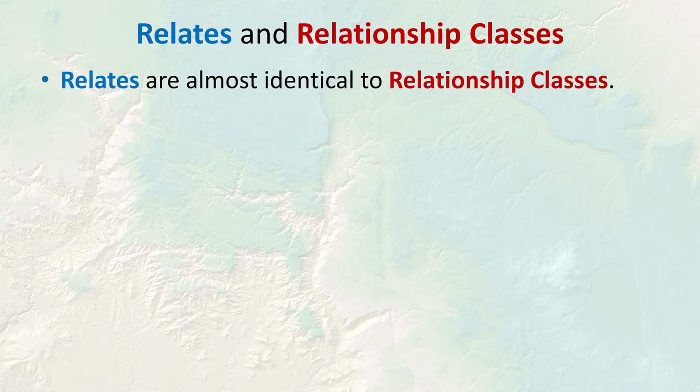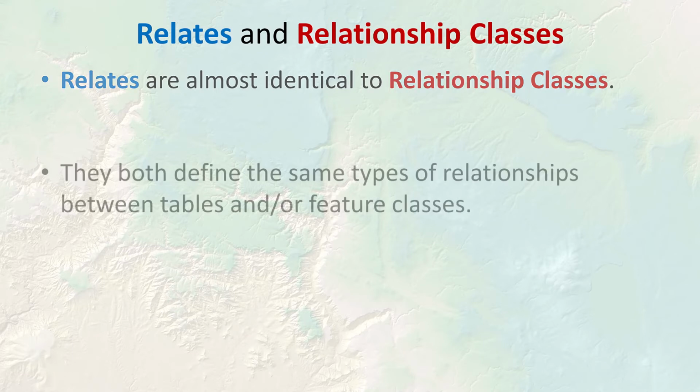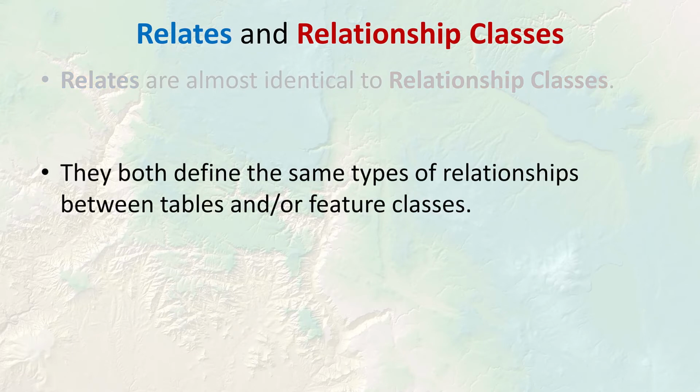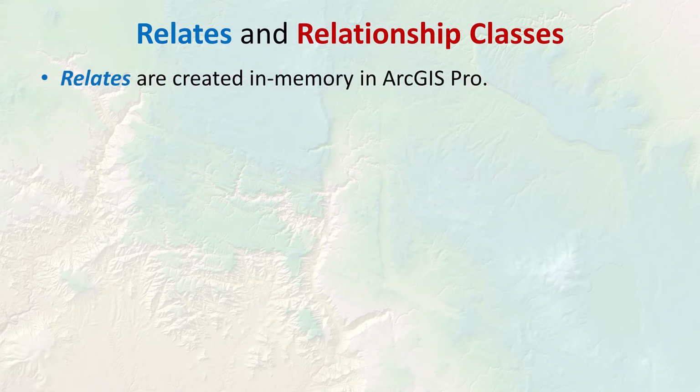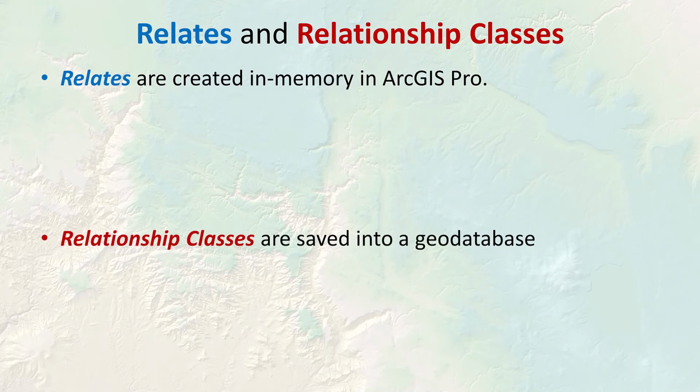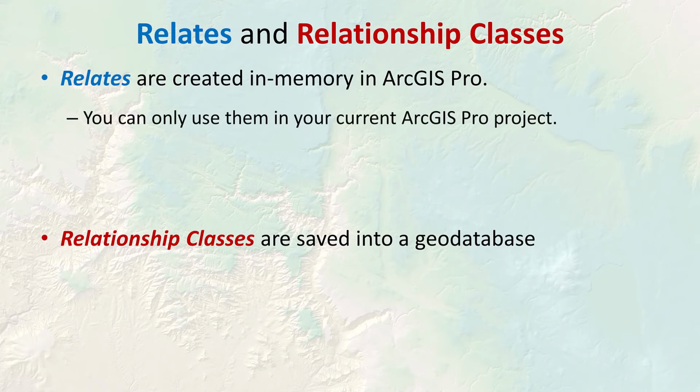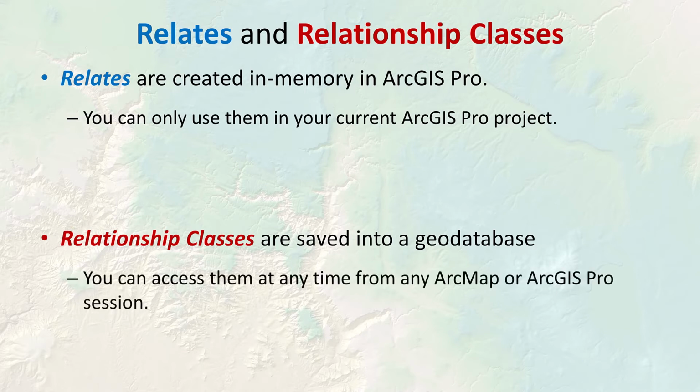Now, the difference between relates and relationship classes: they're almost identical. They both define the exact same types of relationships between tables and feature classes, and you use them exactly the same way. The difference between them is that relates are created in memory in ArcGIS Pro, similar to joins, and relationship classes are saved into a geodatabase. You create a relate while within your current Pro session. You can only use it while working within that particular Pro project. Relationship classes, on the other hand, are permanently saved to a geodatabase until you deliberately delete them, and they are accessible at any time from any ArcMap or ArcGIS Pro session.